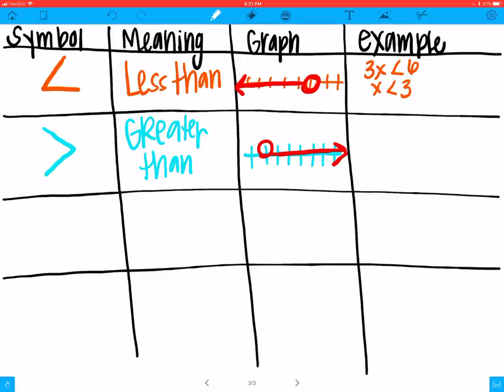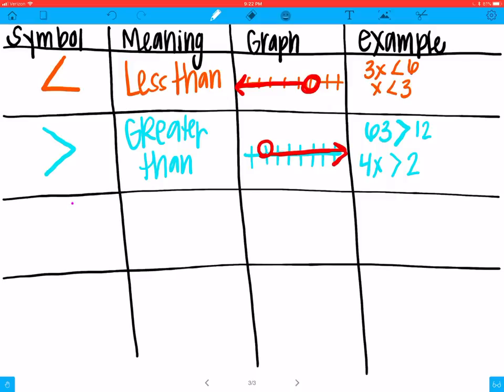So if I write that as an example, I could write 63 is greater than 12. That's a fact. It is. It's greater than 12. 4x is greater than 2. Well, that's also true.